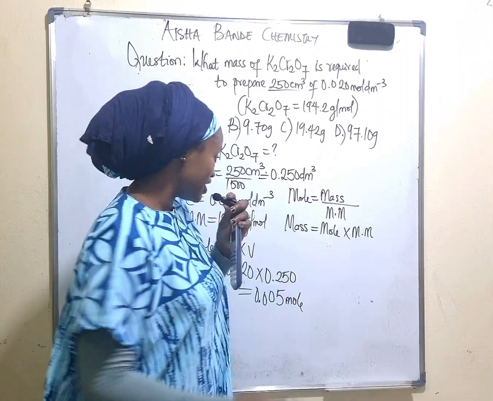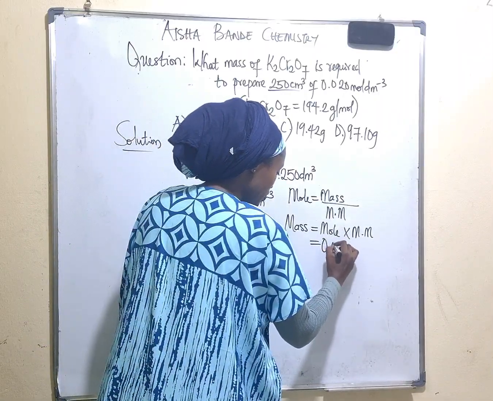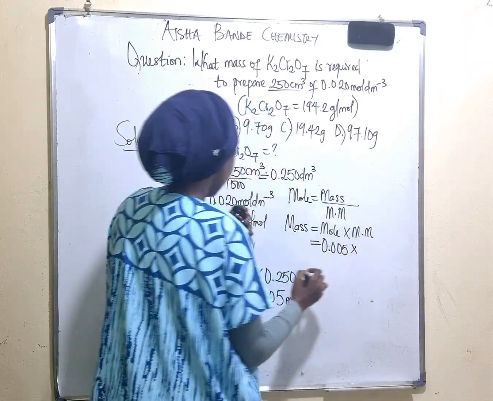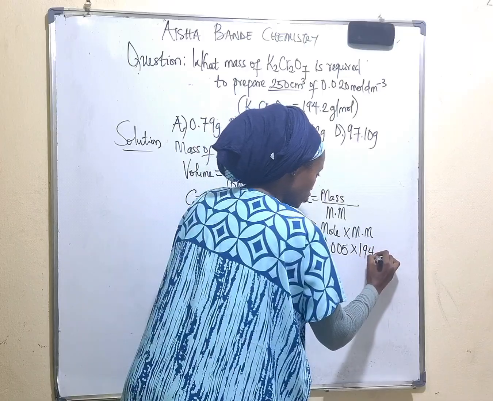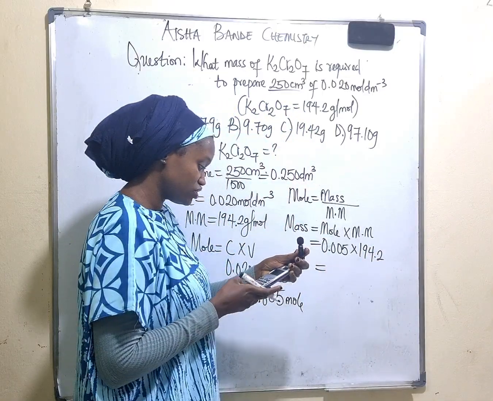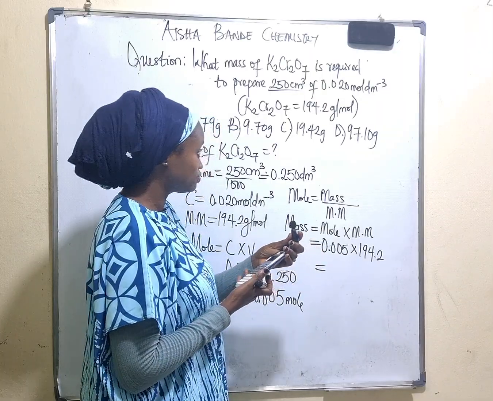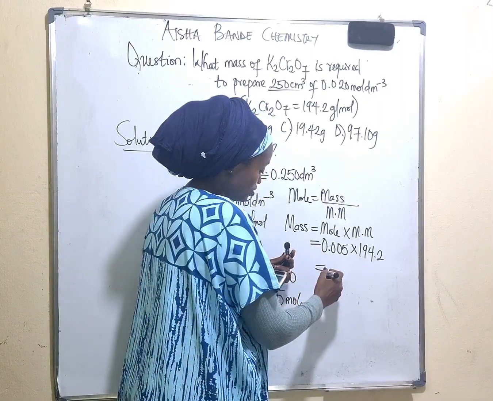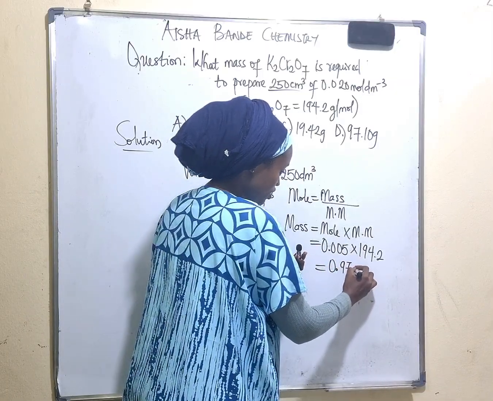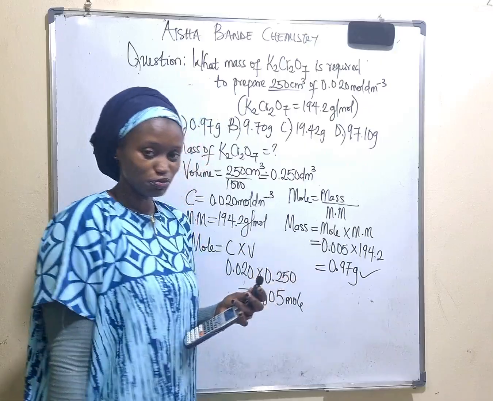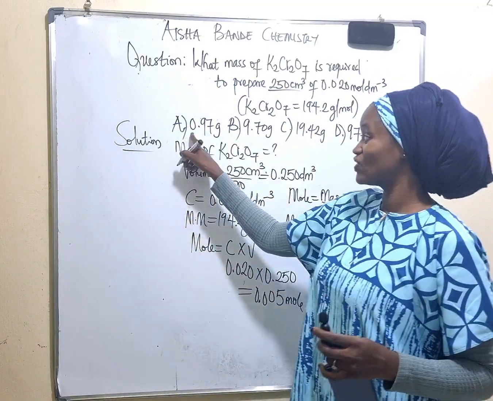So now we can get the mass. Let's substitute: the mole, 0.005, multiplied by the molar mass, which is 194.2. If you multiply these two values together, we have our answer, which is equal to 0.97 grams. So look at the four options and tell me which one is the correct one. The correct one is 0.97.